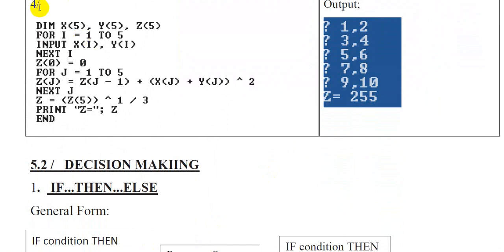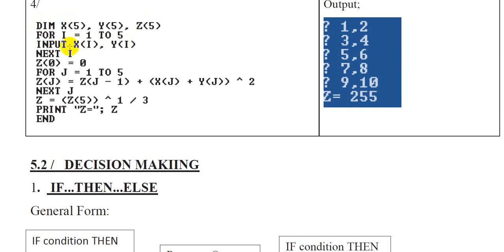4. Dim x(5), y(5), and z(5). As you can see from dim, because we have variables x, y, z, respectively, with 5 values given for each. You use the dim statement because we have an array system to deal with.